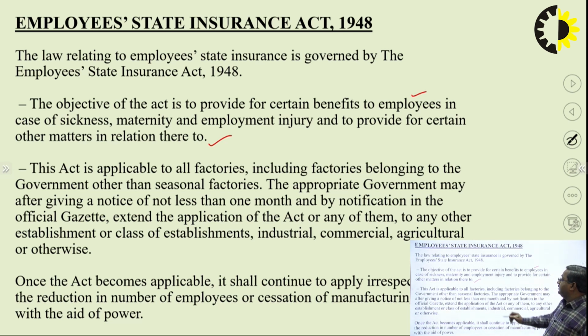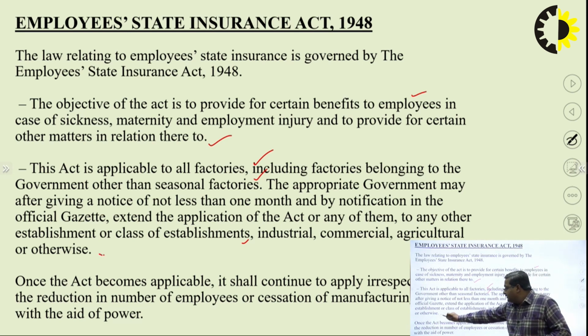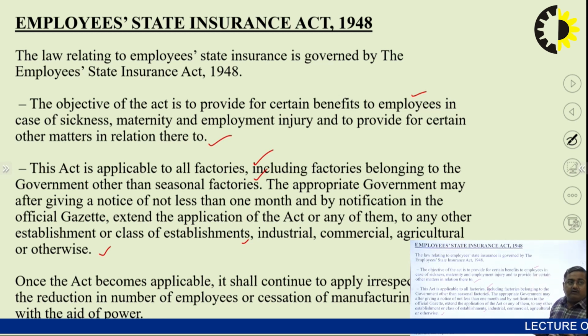This act is applicable to all factories, including factories belonging to the government other than seasonal factories. The appropriate government may, after giving a notice of not less than 1 month and by notification in the official gazette, extend the application of the act or any of them to any other establishment or class of establishments, industrial, commercial, agriculture or otherwise. Once the act becomes applicable, it shall continue to apply irrespective of the reduction in number of employees or cessation of manufacturing process with the aid of power.